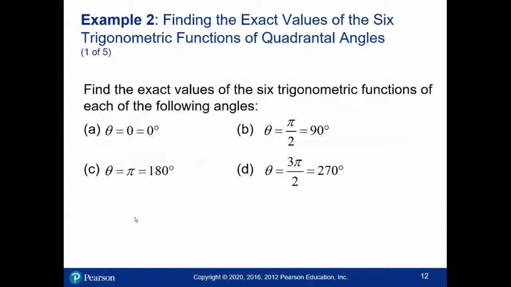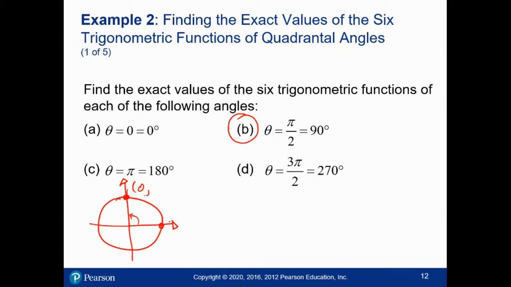Find the exact values of all 6 trigonometric functions, sine, cosine, tangent, secant, cosecant, cotangent, of each of the following angles. I will, for example, do part B. In the unit circle, starting from this direction, going straight right, I want to measure off an angle of 90 degrees or pi over 2 radians, exactly pointing straight up. I then ask, what are the coordinates of that point on the unit circle?